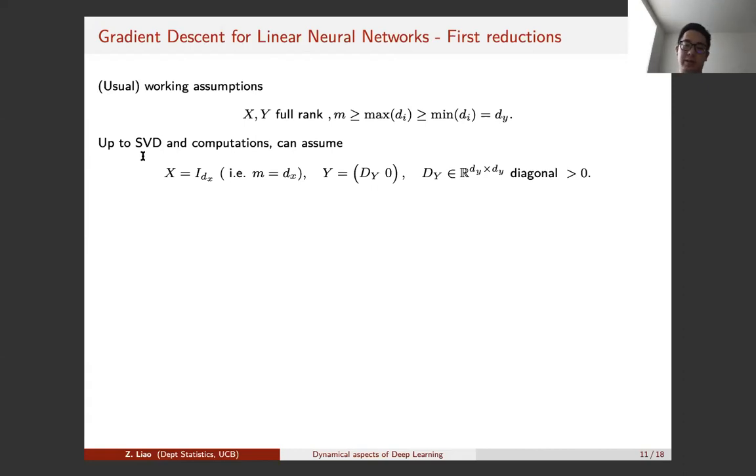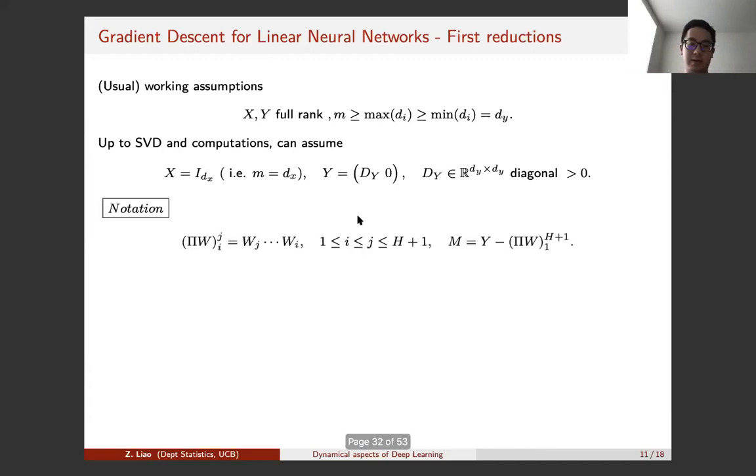Then up to singular value decomposition. In fact, without changing the conclusion, we can reduce the problem to replace X by just an identity and Y by a diagonal matrix and some zero blocks. So we simplify these problems without changing their conclusion. And on this simplified model, we'll introduce some notations.